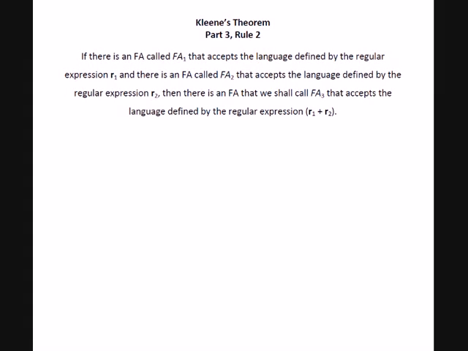In this video, we're looking at the proof of part 3 of Kleene's theorem, and specifically looking at rule 2, that has to do with the union of two languages. The rule states if there is an FA called FA1 that accepts the language defined by the regular expression R1, and there is an FA called FA2 that accepts the language defined by the regular expression R2, then there is an FA that we shall call FA3 that accepts the language defined by the regular expression R1 or R2.